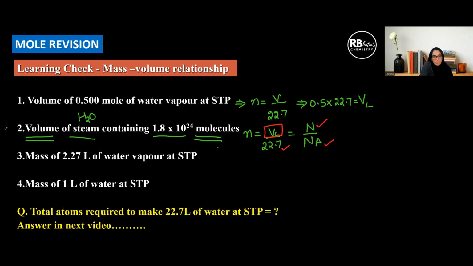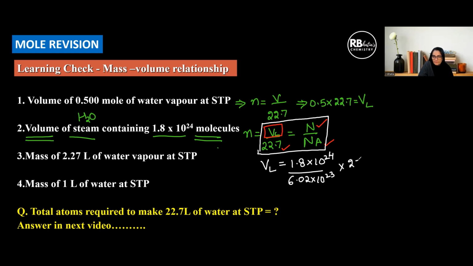So what are we going to do? We are going to use this relation. So V liter is going to be equal to 1.8 into 10 to the power 24, which I've substituted for N, upon Avogadro number, into 22.7. So this is this, Avogadro number is this, and 22.7 I've taken, and I'll be getting V liter. Solve it and you get your answer.